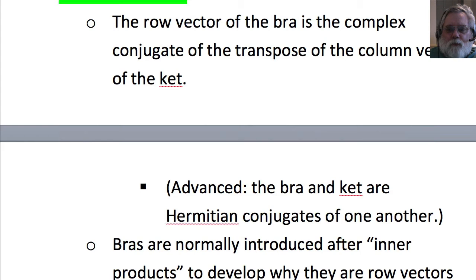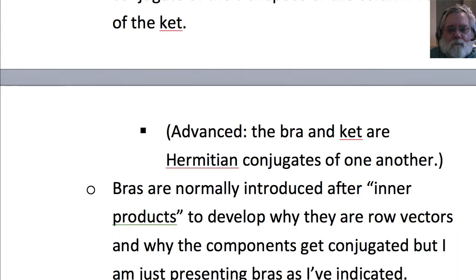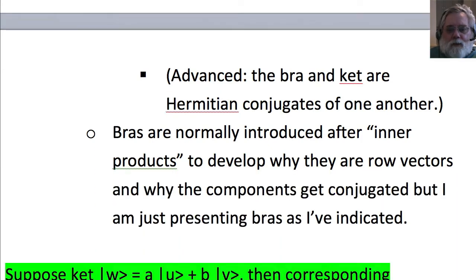Now, if any of you know more advanced material than I've covered, the bra and the ket are Hermitian conjugates of one another. But don't worry about that. Bras are normally introduced after inner products to develop why they are row vectors and why we need the bra and why the components get conjugated. But I'm just going to present these bras as I've indicated and say we're going to use them and it'll be fine.